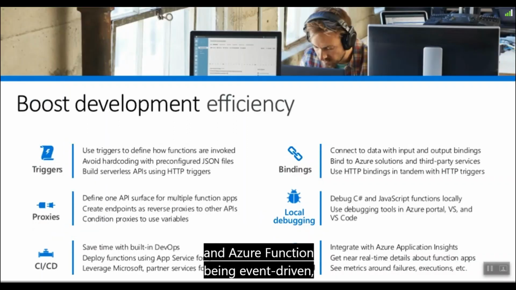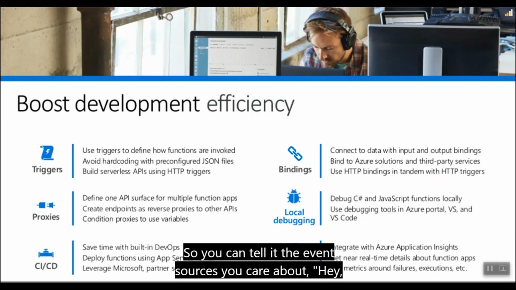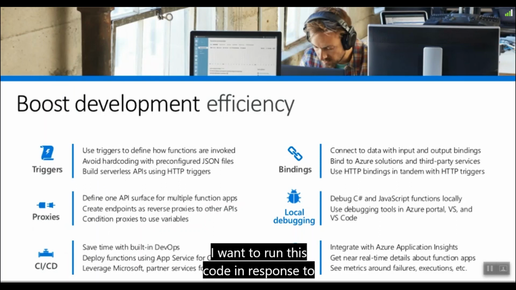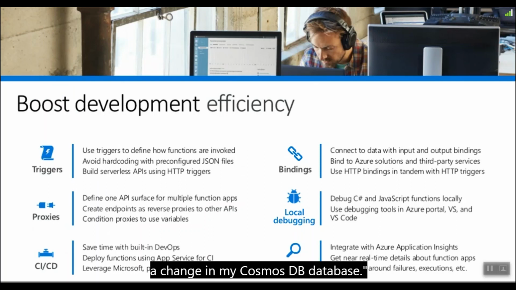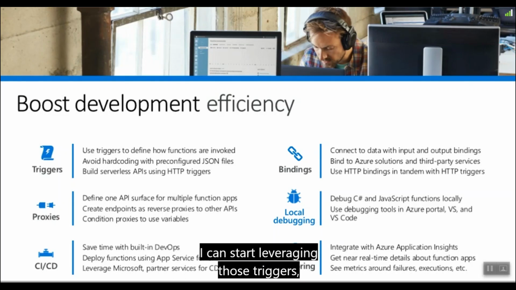And Azure Functions, being event-driven, comes with its own event-driven programming model, out of the box, ready to go. So you can tell it the event sources you care about. Hey, I want to run this code in response to a change in my Cosmos DB database. Or I want to run this event whenever an item gets dropped in a queue, or whenever someone makes an HTTP request to this API. I can start leveraging those triggers, taking advantage of rich local tooling, CI/CD, monitoring. It all comes out of the box. So Azure Functions really is a fantastic fit for these event-driven workloads.